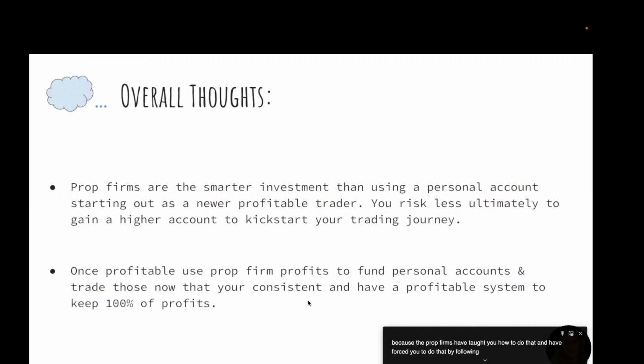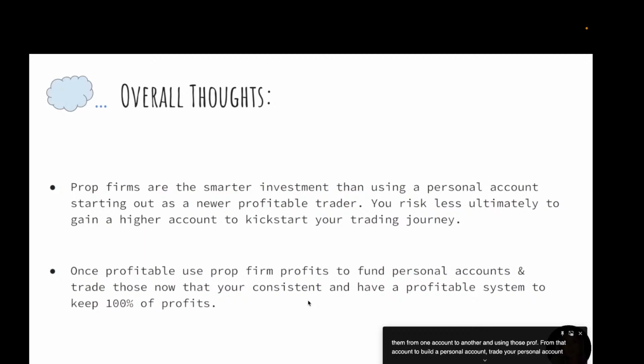Once you've been consistent with the prop firm, you can now go over to your personal accounts and trade your personal account using the prop firm profits that you've made. That way you're never really coming out of your pockets. You're just coming out of your profits and you're just shifting them from one account to another and using those profits from that account to build a personal account.